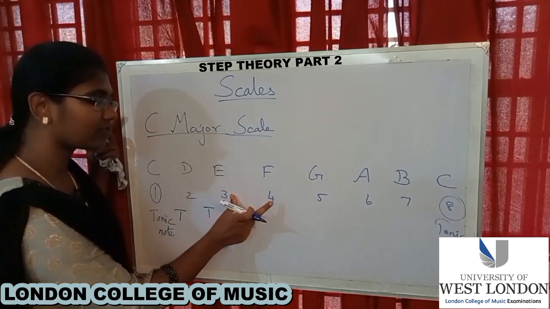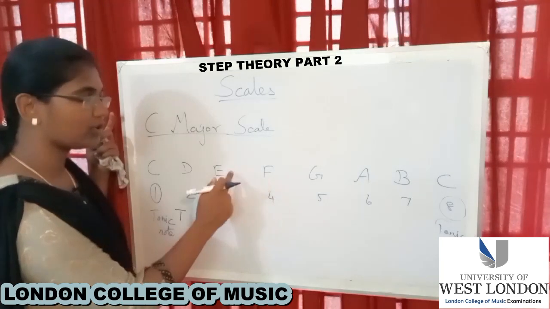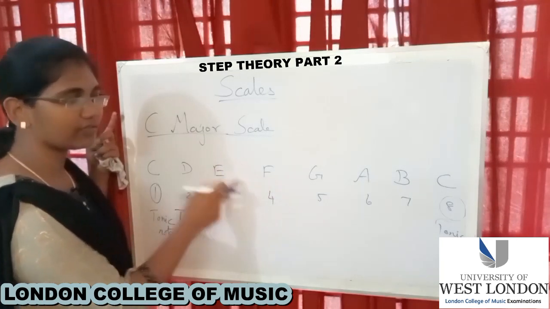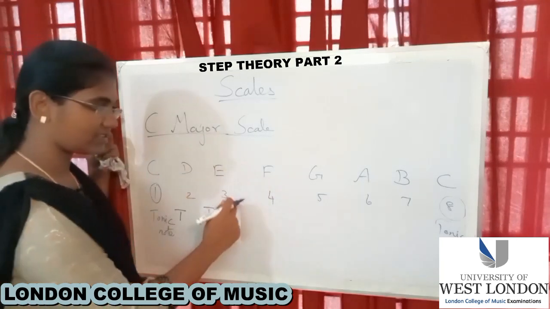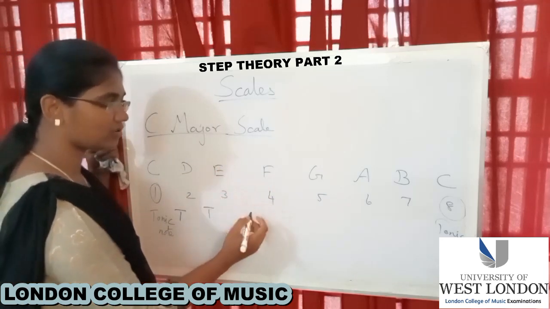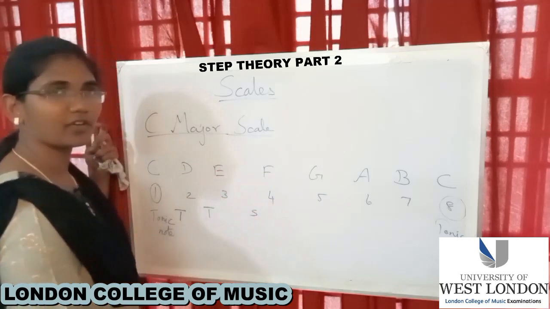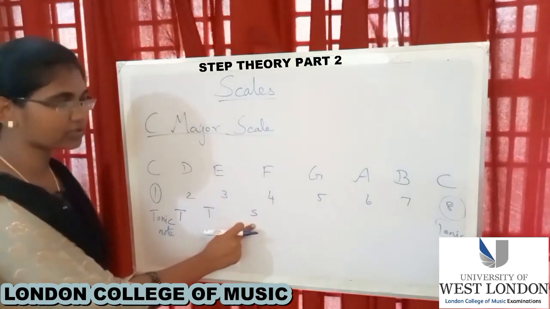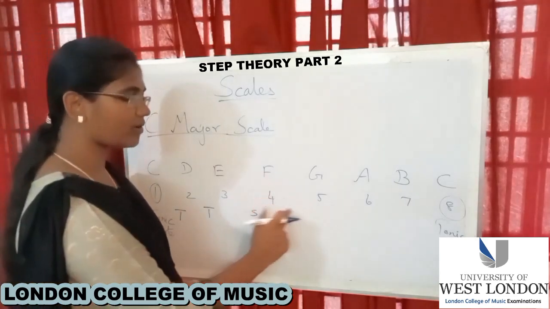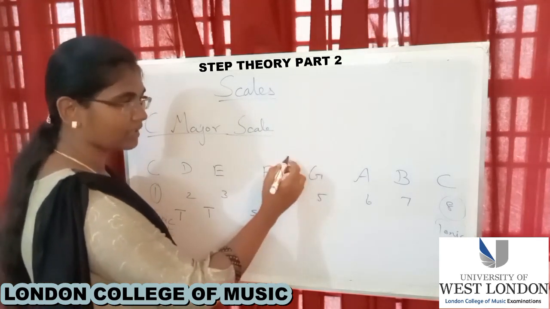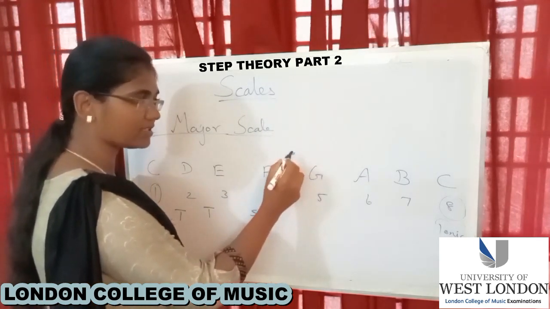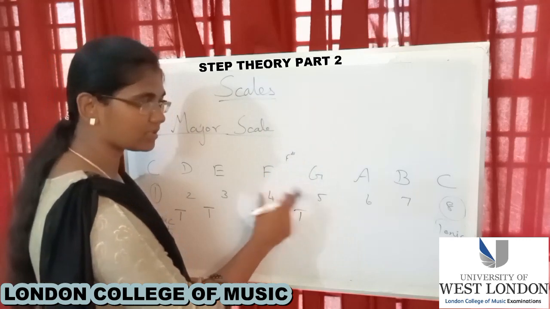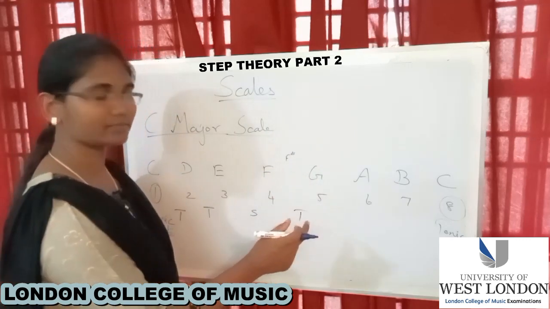Come to the third and fourth note, that is E and F. Is there any note in between E and F? No, so these two notes are in semitone gap. Understand this clearly. The first two notes are in tone gap. The third and fourth note is in semitone gap. Come to the fourth and fifth note, F and G. In between that, F sharp will be there, right? So these two notes are in tone gap.